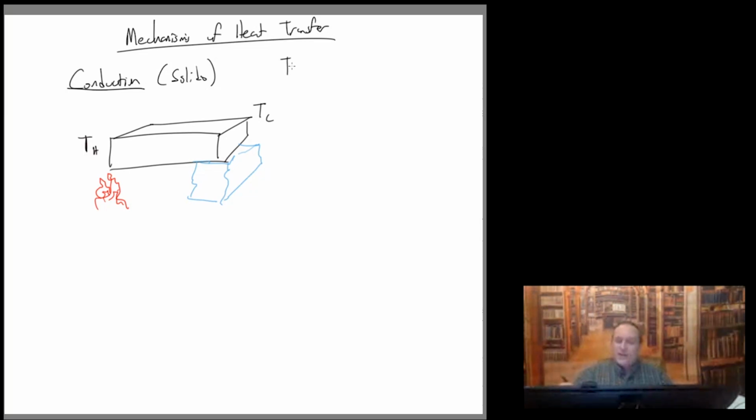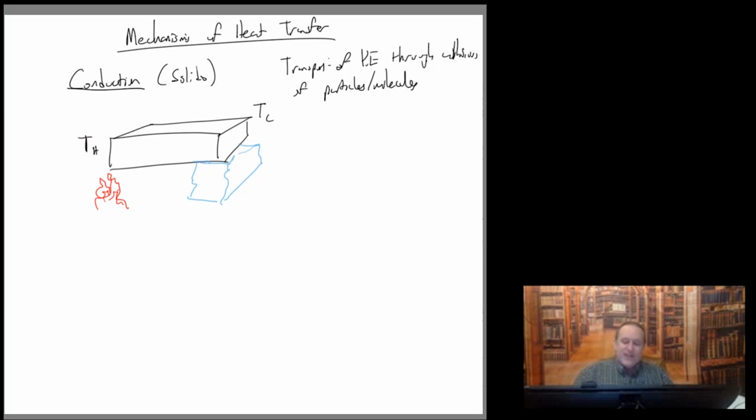So we can think of this as transport of the kinetic energy through collisions of particles and molecules. So physical contact between the particles, whether that physical contact is a bond that they share or whether it's an electron bouncing around.